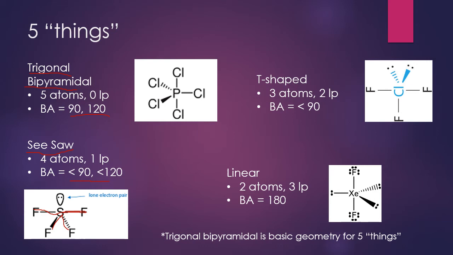Taking yet another atom away and replacing it with a lone pair gets us the T shape. So this would be 5 total things around the chlorine in this case. 3 of those things are atoms and 2 of those things are lone pairs. And you'll notice when we draw the actual shape of these molecules, we don't include the lone pairs in the shape. So if you take away the lone pairs, you get the shape of a T, hence the name T-shaped.